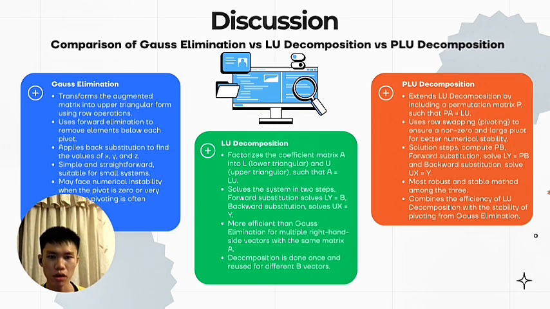First, for the Gauss elimination, this method solves a system by converting the augmented matrix into an upper triangular form using forward elimination, and then finding the unknowns using back substitution. It is quite simple and suitable for small systems, but it may become unstable when the pivot is very small or zero, so pivoting is often needed.